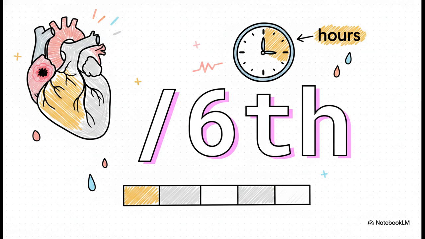This number here says it all. After just 6 hours of a total coronary occlusion, only about 1/6 of the heart muscle that's in danger is still salvageable. The rest is likely gone forever.